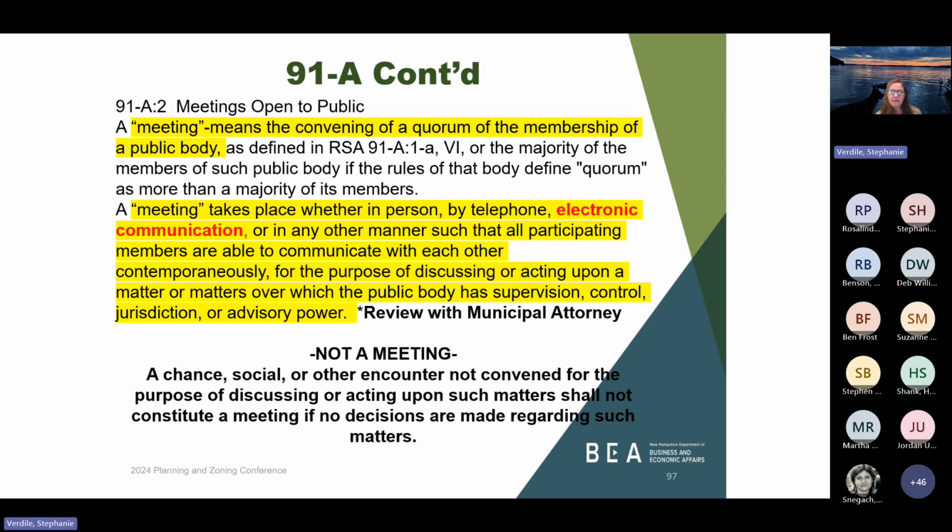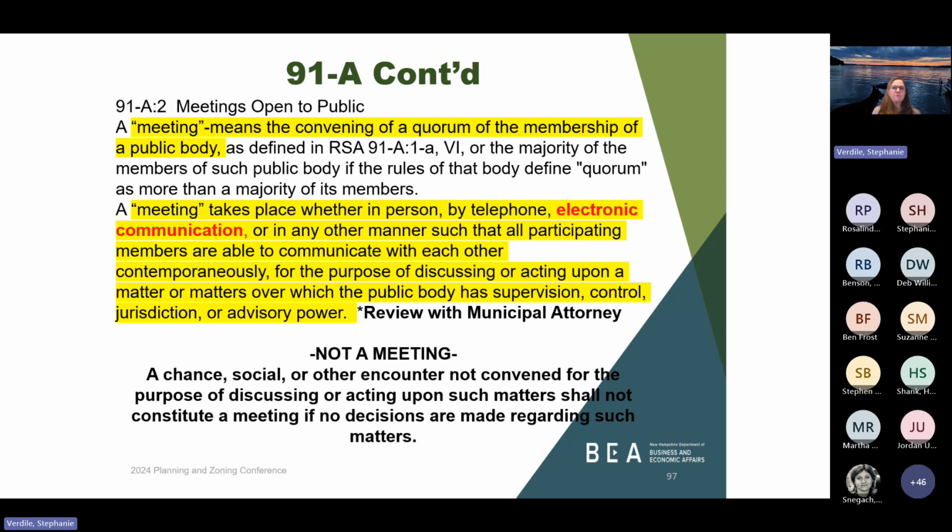According to 91A, a meeting takes place whether you're in person, by telephone, electronic communication, yes, that means email, or any other manner such that all participating members are able to communicate with each other contemporaneously for the purpose of discussing or acting upon a matter or matters over which the public body has supervision, control, jurisdiction, or advisory power. Again, review these types of things with your town attorney, as staff to the planning board or as the secretary to the planning board as an officer.